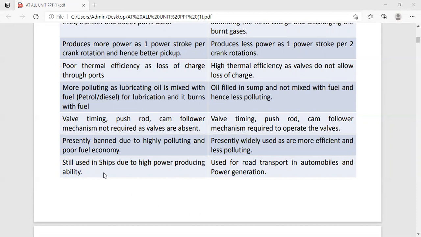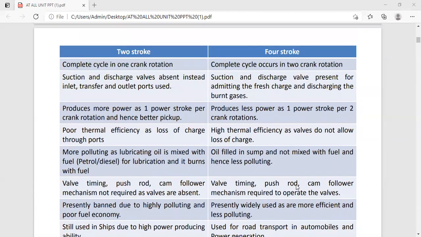Next, we are seeing the application of the two stroke. Still, these are used in ships due to the high power producing ability. But the four stroke we are using nowadays everywhere to transport in the automobile and the power generation. So this is the classification of the two stroke and the four stroke.